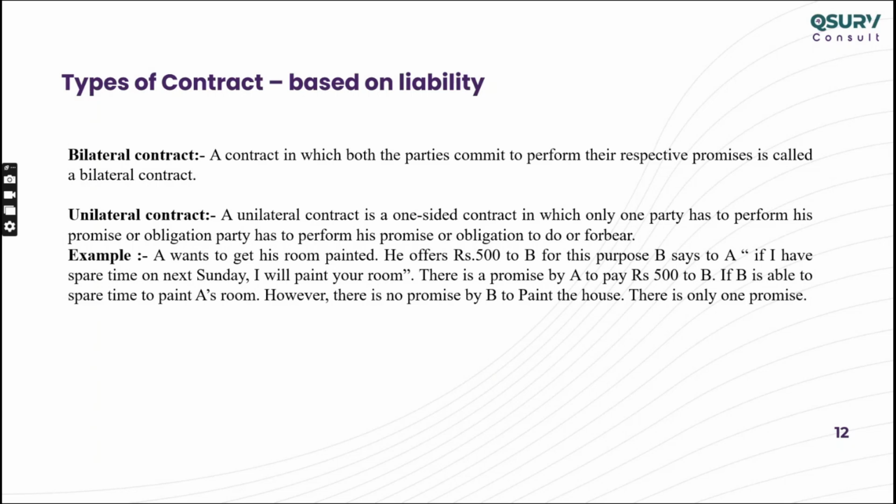There is something called unilateral contracts. A contract is one-sided when only one party has to perform his promise or obligation. Here there are no two-way obligations. Only one party will be obligated to pay or to fulfill the obligations. For example, say A and B. A wants to get his room painted. He offers Rs 500 to B. And B responds, if I have spare time next Sunday, I will paint.